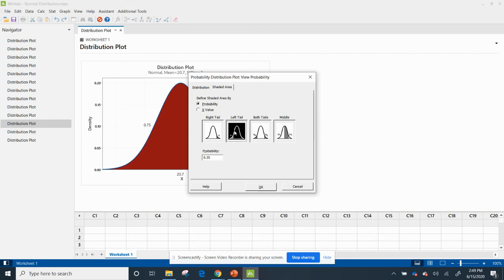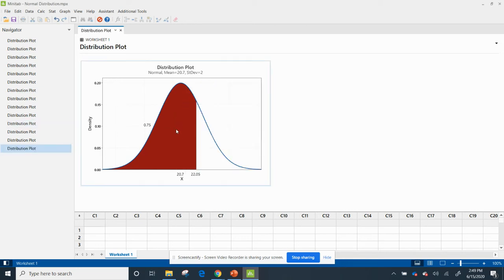And why are we going to do the left-tailed? Because remember I said I want to know the score for 75% and below. So I do that left tail, and then here I'm going to put in 0.75. I don't put it in as a whole number. Again, I put it in as a decimal. And if I hit OK, this is what I get.